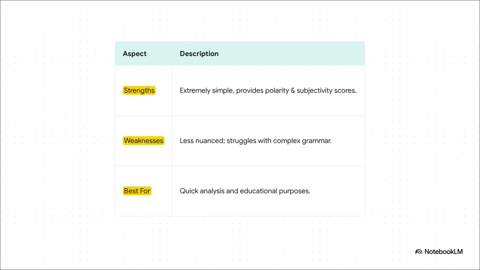It gives you 2 main scores, polarity, which is just a rating from negative to positive, and subjectivity, which is its best guess on whether a sentence is a fact or just someone's opinion. It's handy, for sure, but it's not as sharp as VADER and can get tripped up by tricky grammar. It's perfect for learning or for quick and dirty analysis, but maybe not for your company's main product.